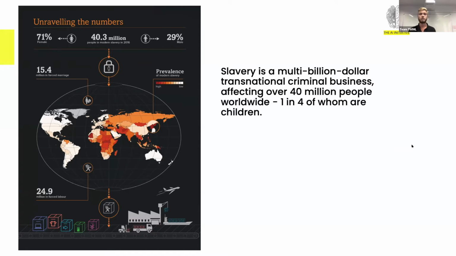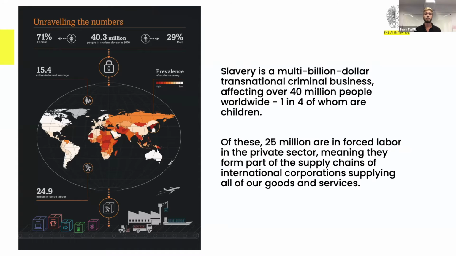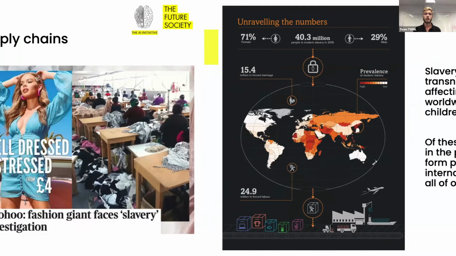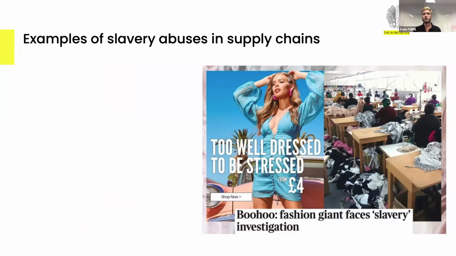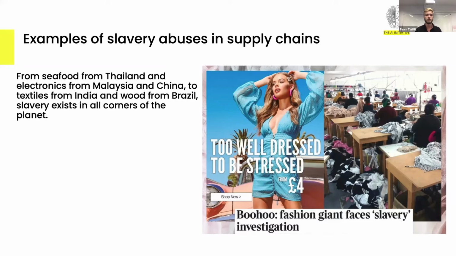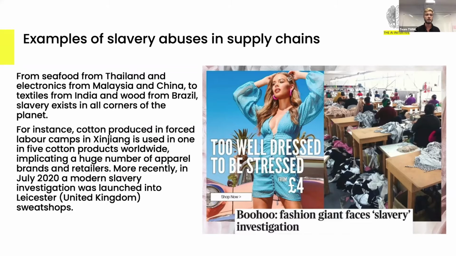Yeah, it's a multi-billion-dollar transnational criminal business, and a lot of the victims are children. And let's look at some more specific cases. So there are a lot of stories reported in media of companies being investigated on this, and the old truth often holds that if something is too good to be true, then it probably isn't, and there is reason to doubt the legitimate supply chain. So from seafood from Thailand and electronics from Malaysia and China to textiles from India and wood from Brazil, it exists in a lot of different industries. So it's known in industries such as manufacturing, hospitality, construction, farming, mining, fishing, etc. So a very prevalent problem in all corners of the planet.